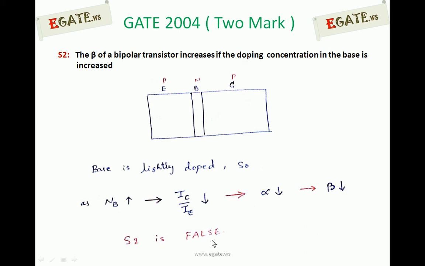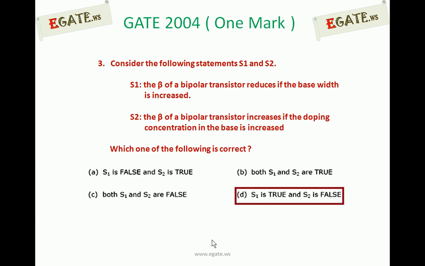Statement 2 is false, whereas Statement 1 is true. So the correct answer for this question is D. Statement 1 is true, Statement 2 is false.